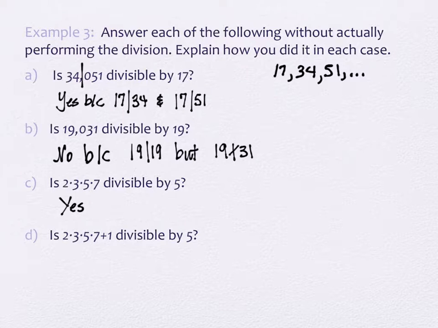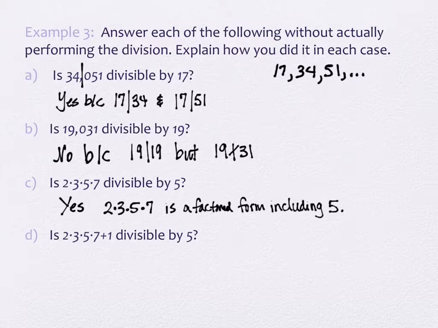Now, if the 5 had not been here, and it was just 2 times 3 times 7, will that be divisible by 5? No, because 5 isn't one of the factors. But this is actually really nice. It's in factored form, so I can see that it has a factor of 5. 2 times 3 times 5 times 7 is a factored form. It includes the number 5.